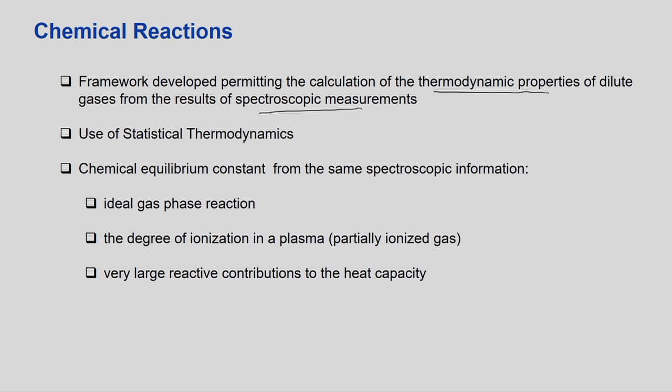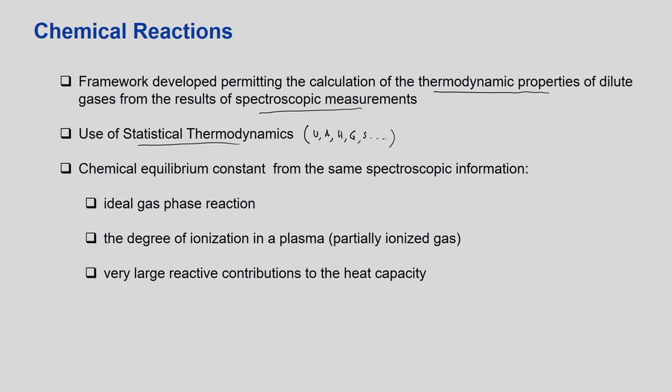So indirectly, we are using spectroscopic measurements to predict thermodynamic properties in the previous lectures. Then we made use of statistical thermodynamics and calculated the various thermodynamic properties, for example internal energy, Helmholtz free energy, enthalpy, Gibbs energy, and entropy. We calculated all these properties with the use of statistical thermodynamics. In a similar manner, we will be doing this in the case of chemical reactions.